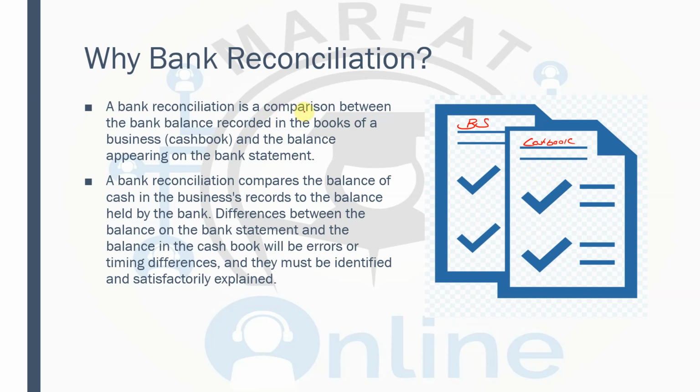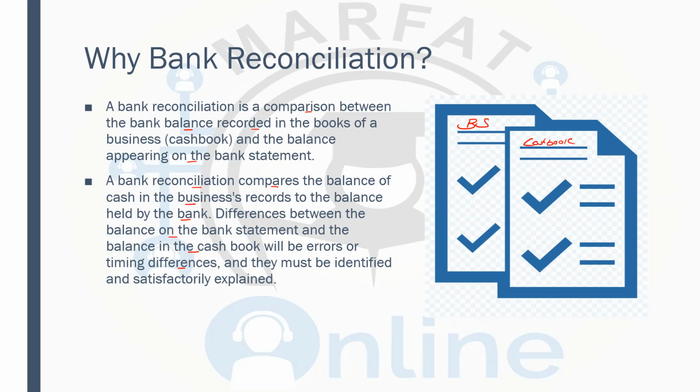So a bank reconciliation is a comparison between the bank balance recorded in the books of a business and the balance appearing on the bank statement. So you're basically comparing these two documents. A bank reconciliation compares the balance of cash in the business records to the balance held by the bank. That means comparing your balance with the balance of the bank, which is in the bank statement. Differences between the balance on the bank statement and the balance in the cash book will be the errors or the timing differences. I've already given you the example in the introduction. There are many more to come.